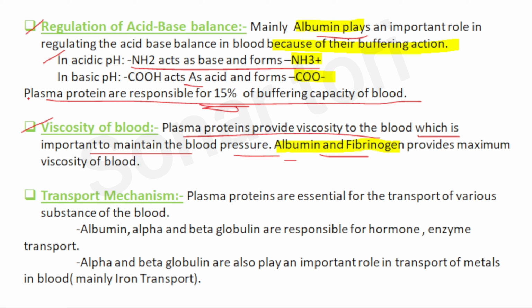Then the transport mechanism. Blood plasma is essential for the transport of various substances in the blood. For example, albumin, alpha and beta globulin are responsible for the transport of hormones and enzymes. And alpha and beta globulin also play an important role in the transport of metals in the blood. Mainly they help in iron transport in our body.